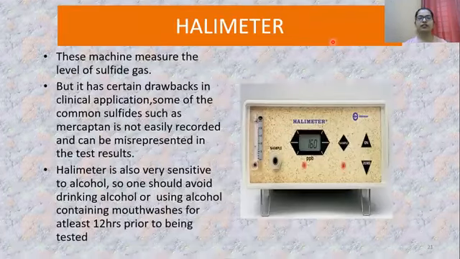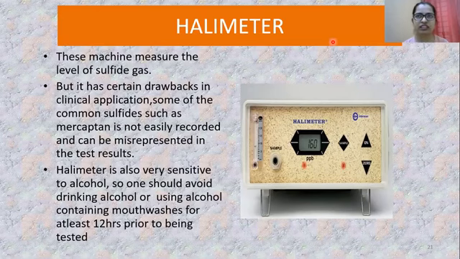Next is the Halimeter. The Halimeter is mainly a type of machine which measures the level of sulfide gas, and then it helps in evaluation of the halitosis level of the particular patient. But there are certain drawbacks to this: the most common sulfide gas which is determined for halitosis, that is mercaptan, is not easily recorded with the help of this. And also it is very sensitive to alcohol. So a person should not have consumed alcohol before doing this test. Also, they should not have used any type of mouthwash which contains alcohol at least 12 hours before the test.